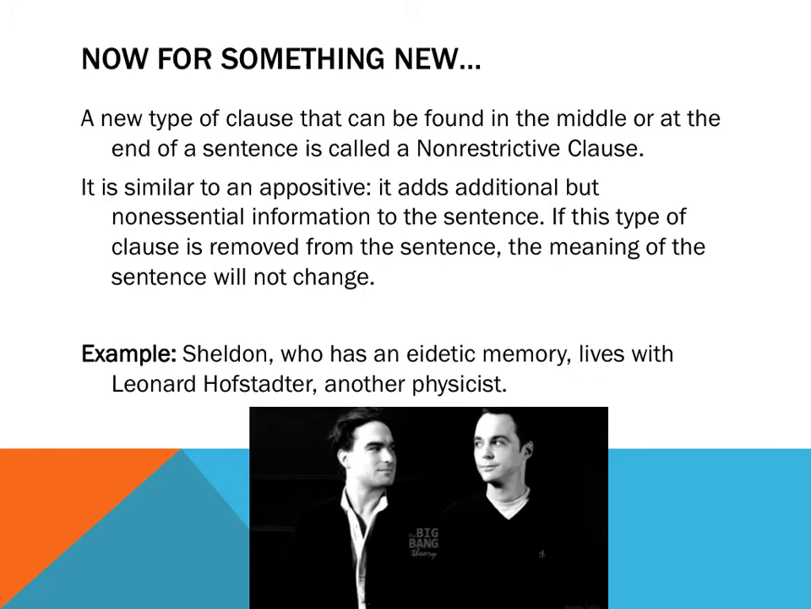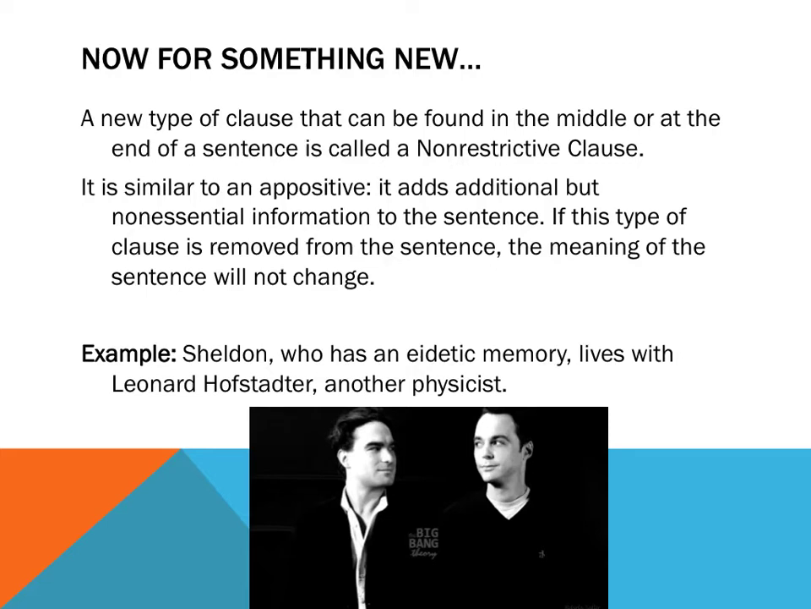Now we start the new stuff. A new type of clause that can be found in the middle or at the end of a sentence is called a non-restrictive clause. It's similar to an appositive in that it adds additional but non-essential information to the sentence. If this type of clause is removed from the sentence, the meaning of the sentence will not change.